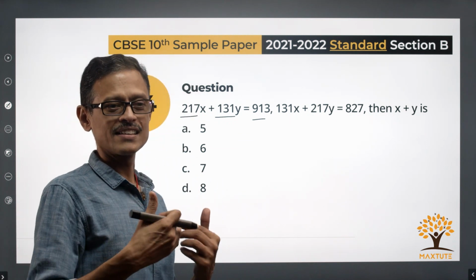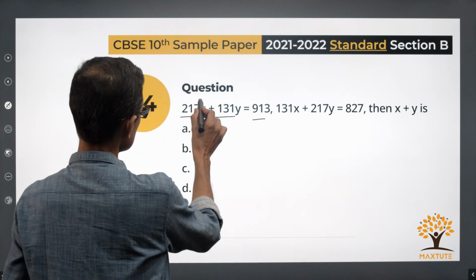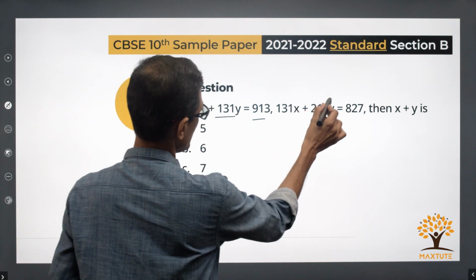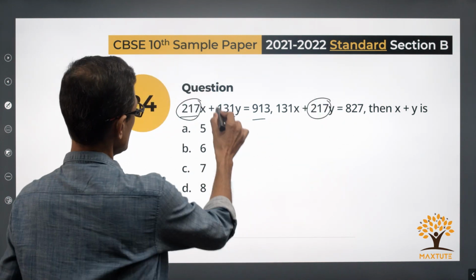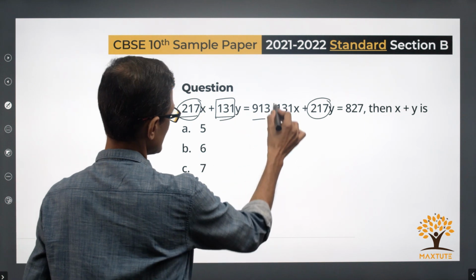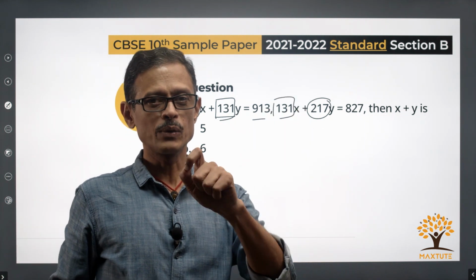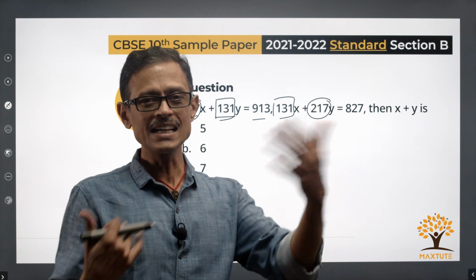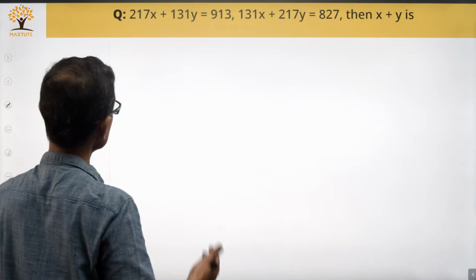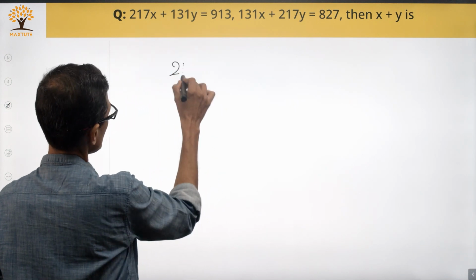This question, as I said, the beauty about this question is, look at the x coefficient of the first equation and the y coefficient of the second one, they are the same. And the y coefficient of the first equation and the x coefficient of the second equation, they are the same. So, if it is ax plus by, bx plus ay, add the two equations, you will essentially end up getting something which is very interesting and quite easy to crack.